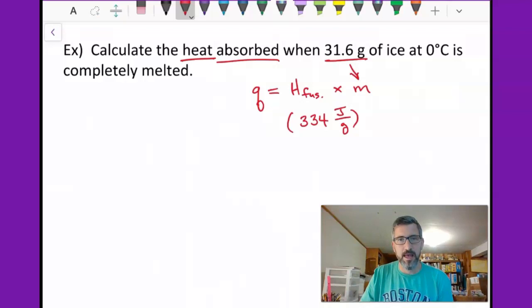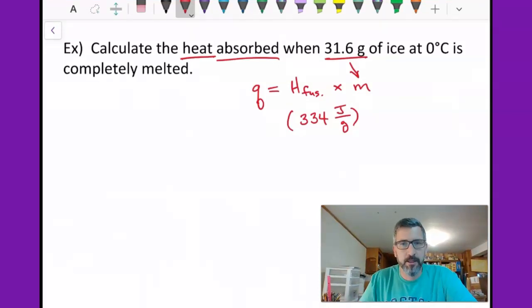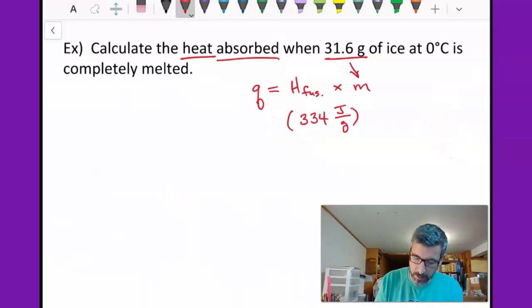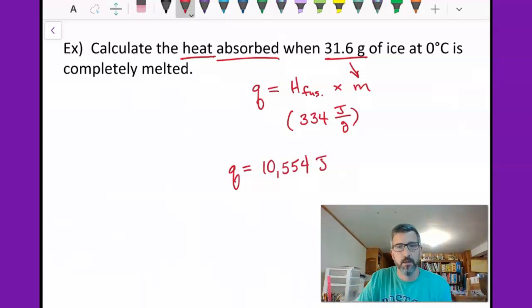You have the heat of fusion, you have the mass. Tell me how much heat is involved. Okay, so if you multiplied your heat of fusion, 334, by your mass, 31.6, you should have come up with a heat of 10,554 joules. And again, don't be too alarmed by the fact that that is a big number. Joules, of course, as we've been saying, are really, really small.